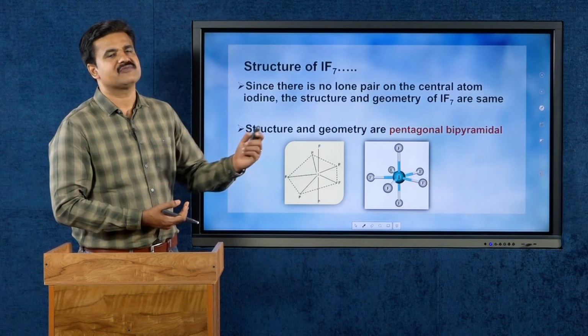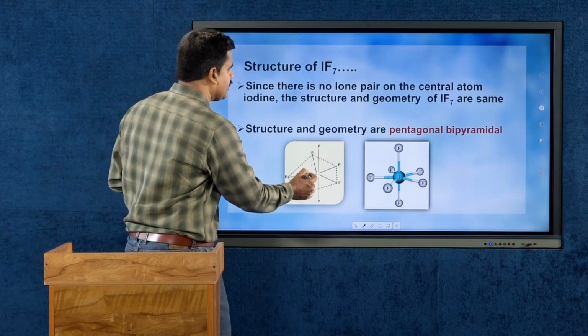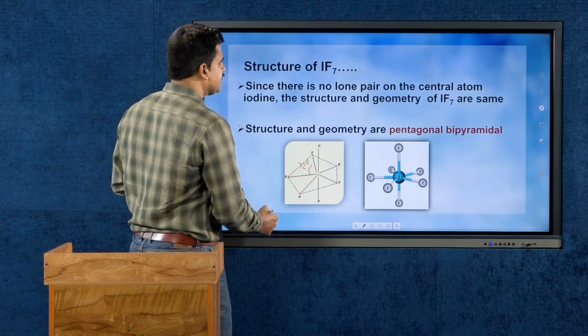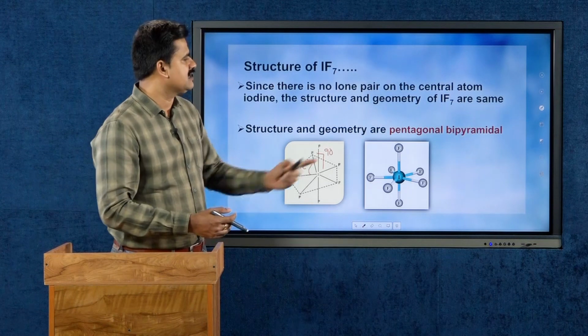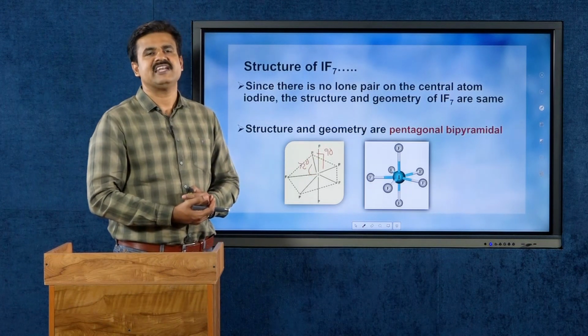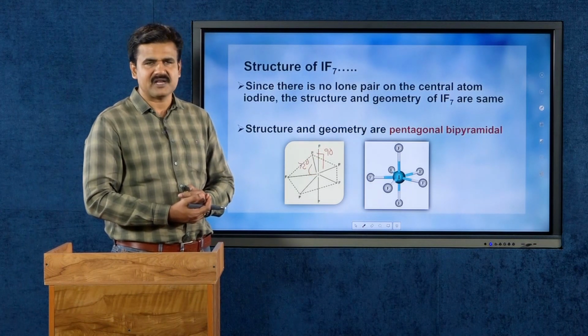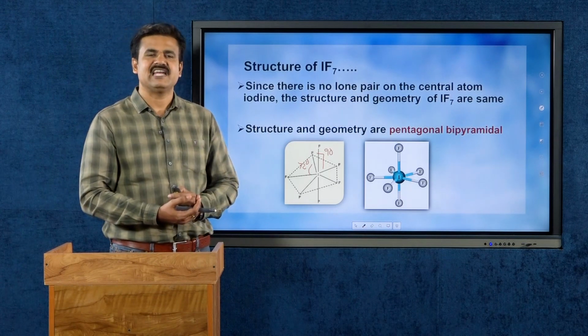Moving on to the bond angle of this molecule, it is clear that the in-plane bond angle is equal to 72 degrees and the out-of-plane bond angle is equal to 90 degrees. That is the representation of iodine heptafluoride by using the ball and stick model. That is all about the structure of iodine heptafluoride.